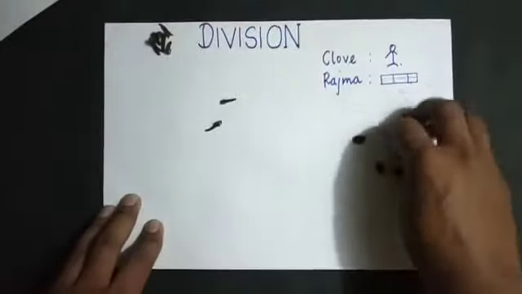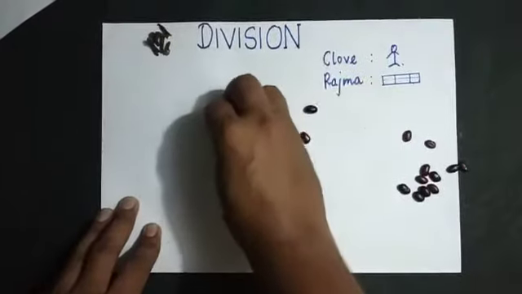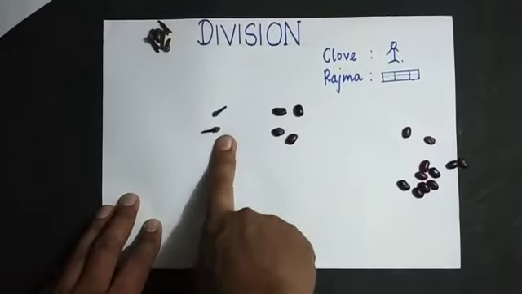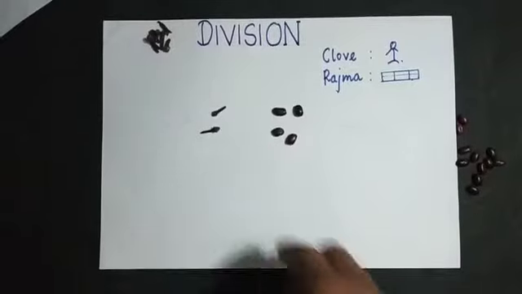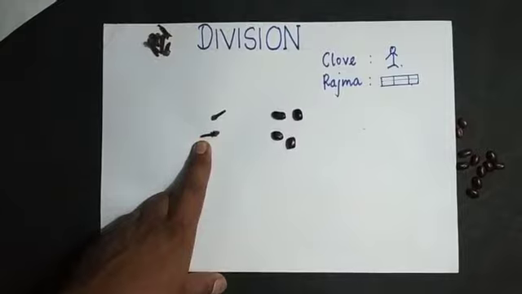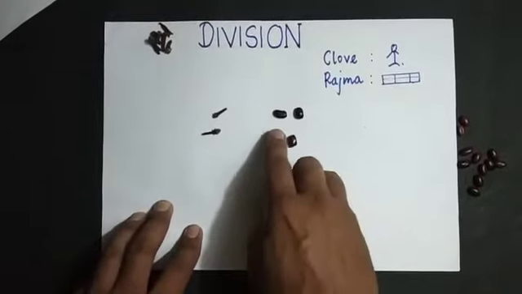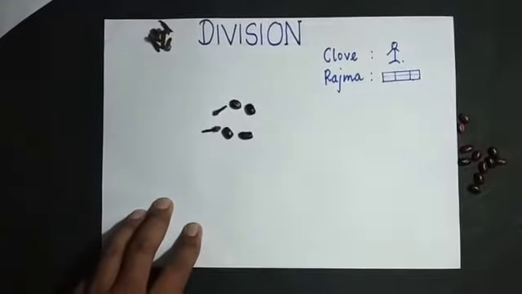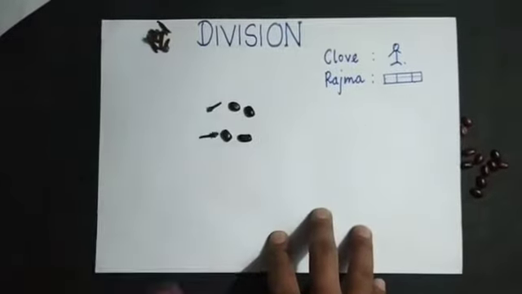Suppose we have two persons, meaning two cloves, and we have four chocolates. Four chocolates means four rajma seeds. So easily you can guess and calculate how many chocolates each person will get. Two chocolates. If we distribute equally, one will go here, one here, one here, one here. So easily you can see that each person gets two chocolates.